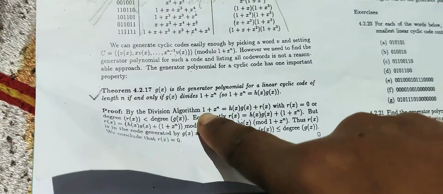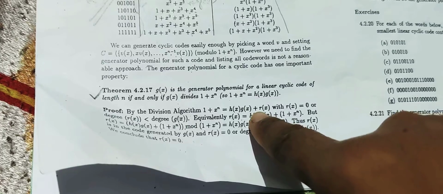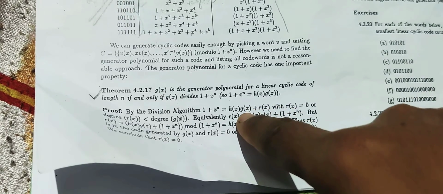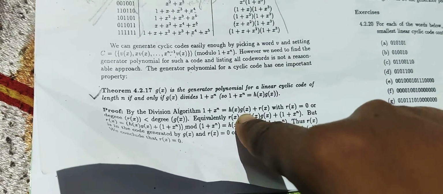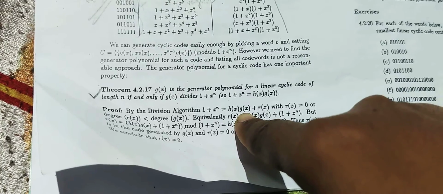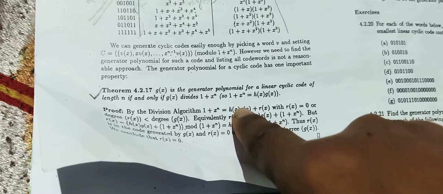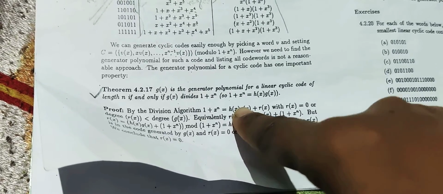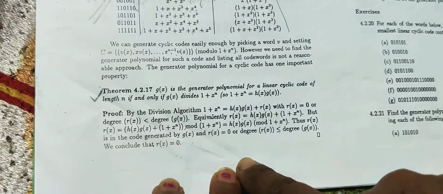So by the division algorithm, 1 plus x raised to n is equal to h of x into g of x plus r of x. Since g of x is the generating polynomial, it has minimum degree, and by the division algorithm the degree of r of x is less than the degree of g of x, which is not possible. So r of x must be equal to 0.